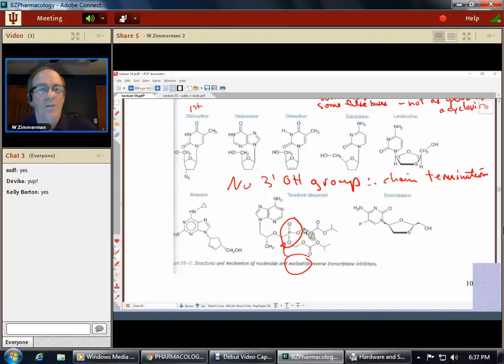All right, if it's clear, these bases will be converted in all cells to a small degree because the human DNA polymerase isn't perfect, but in the CD4 cells, there'll be a lot more conversion. And that's where we get some selectivity.